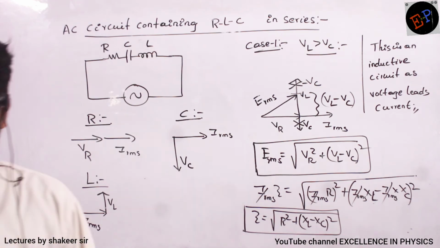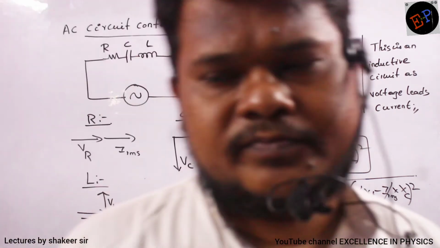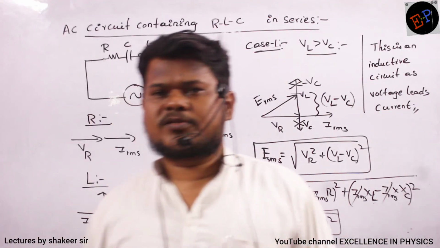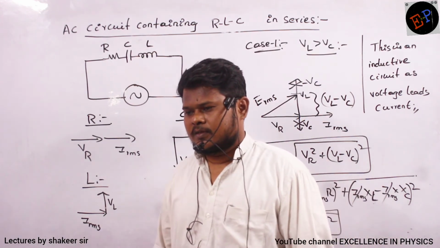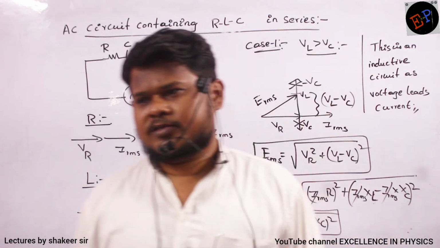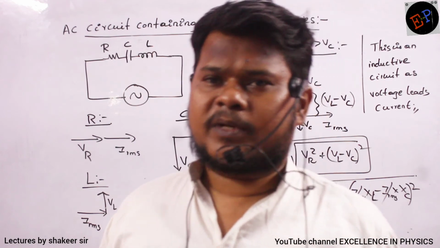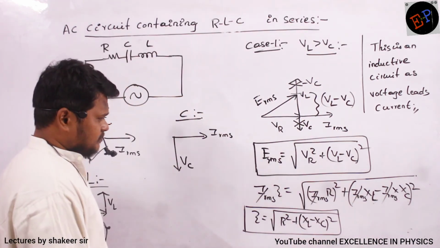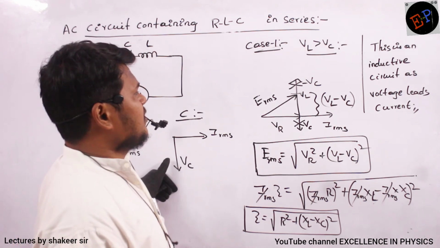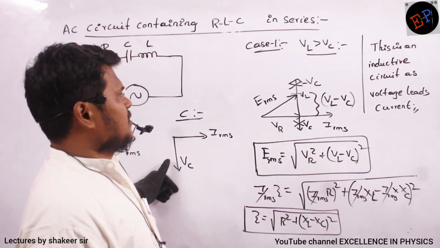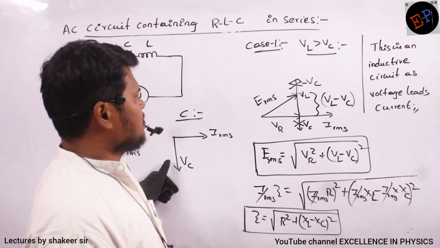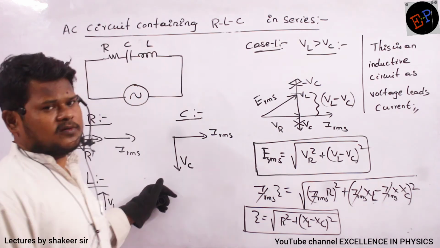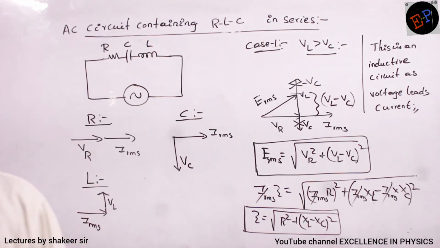Clear now? Power consumed. Same story: ERMS IRMS cos phi, or you can write IRMS square multiplied by R. Same concept. Clear now? That's it. So this is about VL greater than VC. Now you write the second case, try to draw the diagram: VL less than VC, or VC greater than VL.